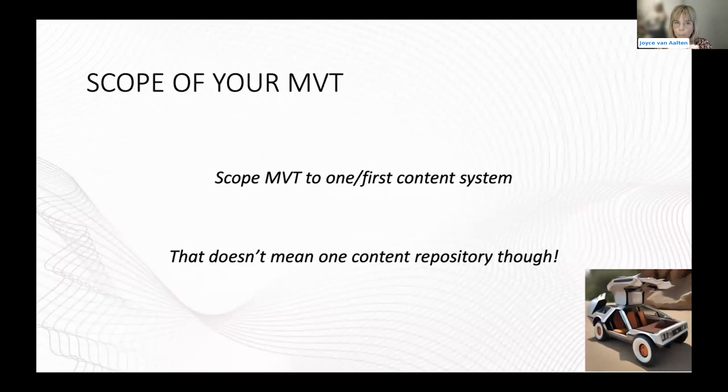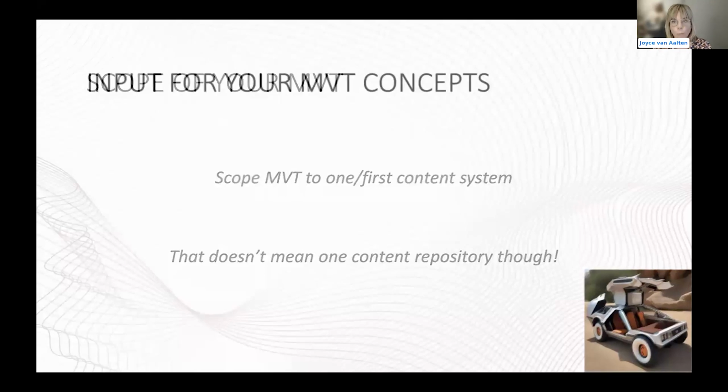So don't pin on the one content repository, but see if there are content systems available that you can use to develop your taxonomy and your MVT for. So that has to do with the scope.